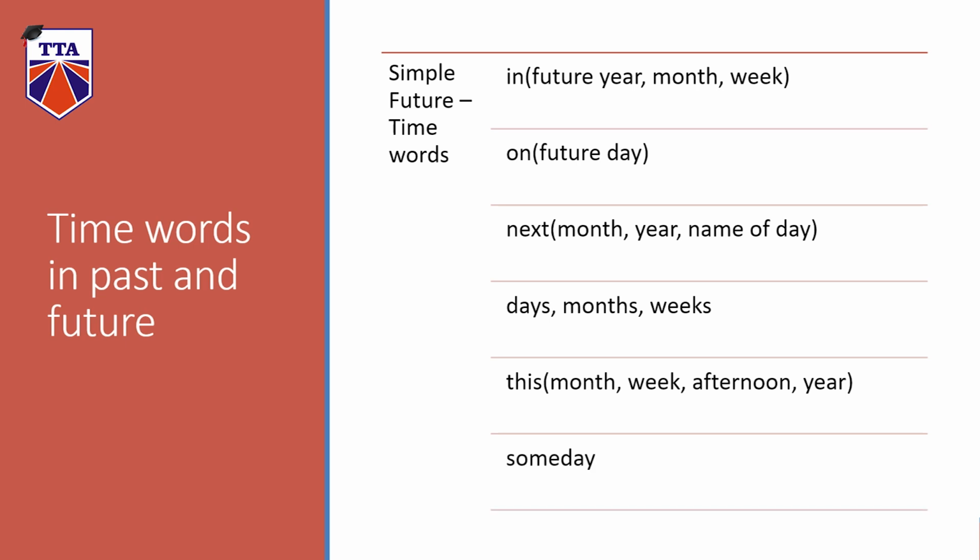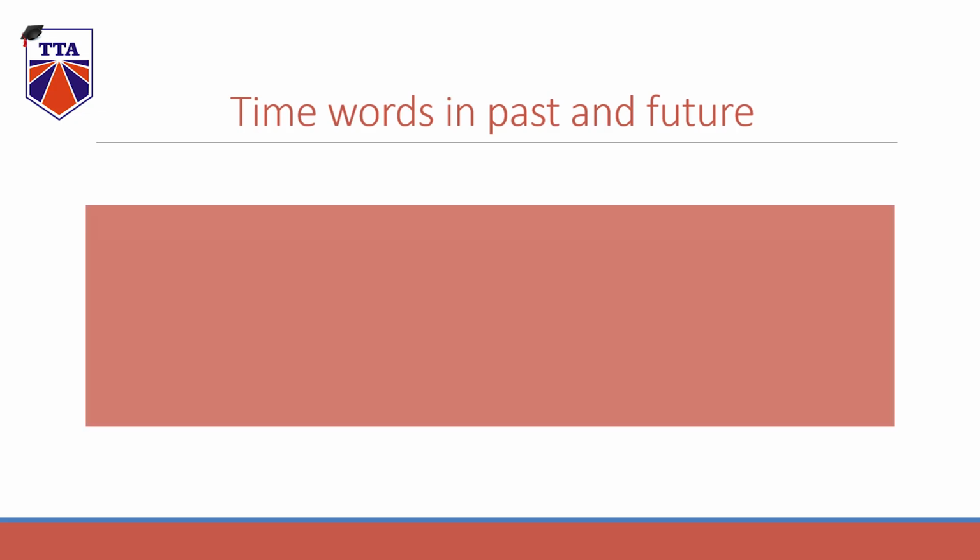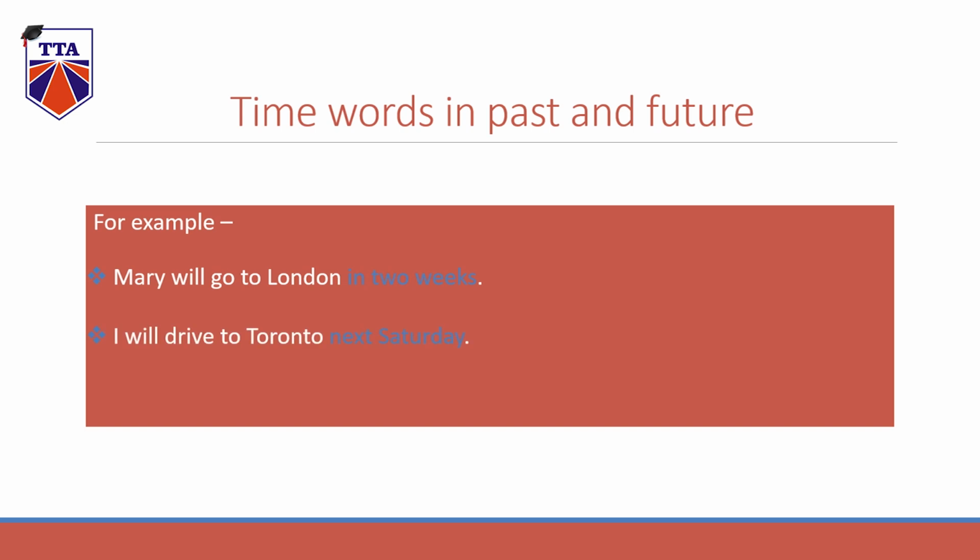Now let's discuss how these particular future words are used in sentences. For example, Mary will go to London in 2 weeks. I will drive to Toronto next Saturday. George will paint his house 6 days from now.